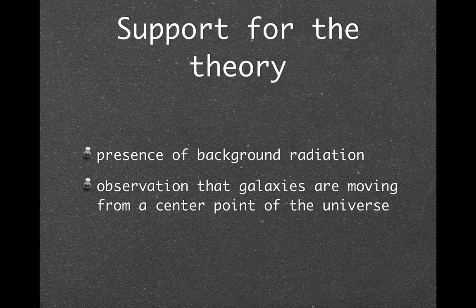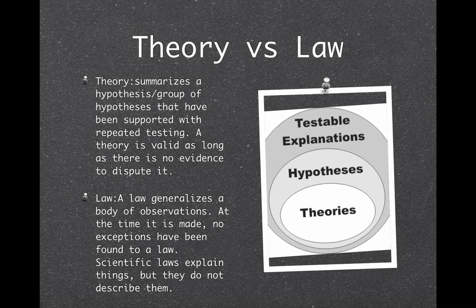So the support for these theories, and these are the parts that will be important for the test to remember, are the presence of background radiation and the observation that things are moving away from the center part of the universe. So this would be the redshift and blueshift concepts. Then, because this is science, we have to focus on a theory versus a law. A theory is a summarized hypothesis or a group of hypotheses that have been supported with repeated testing. It's a theory because there's no other evidence to prove it wrong or dispute it. They can't fully prove that it's truth and always going to be that way, but it's the most widely accepted answer for the proposed question.